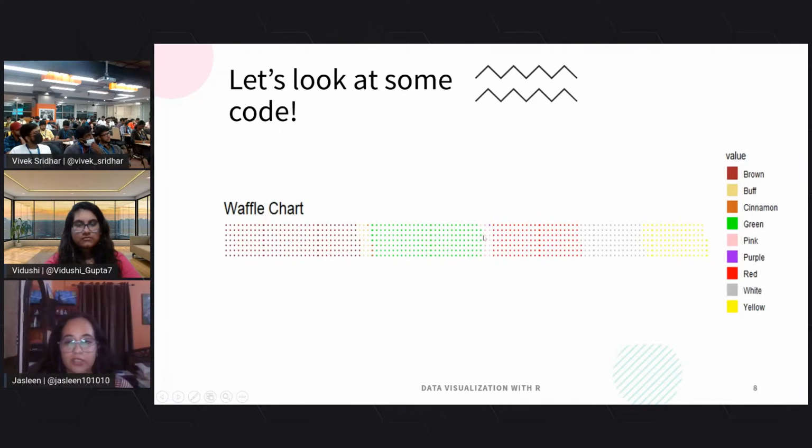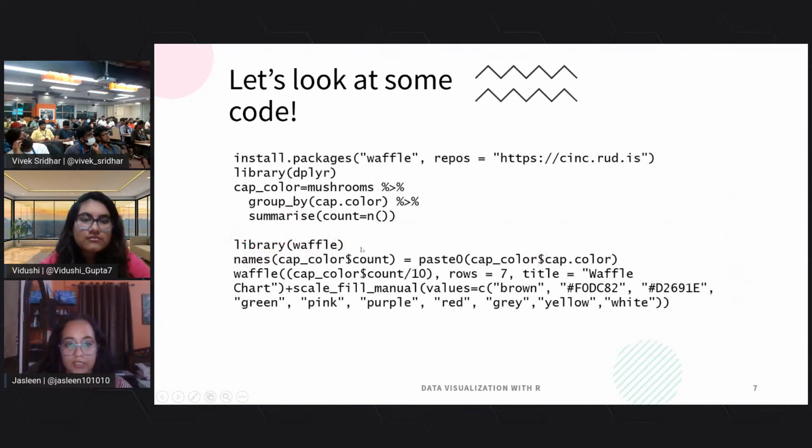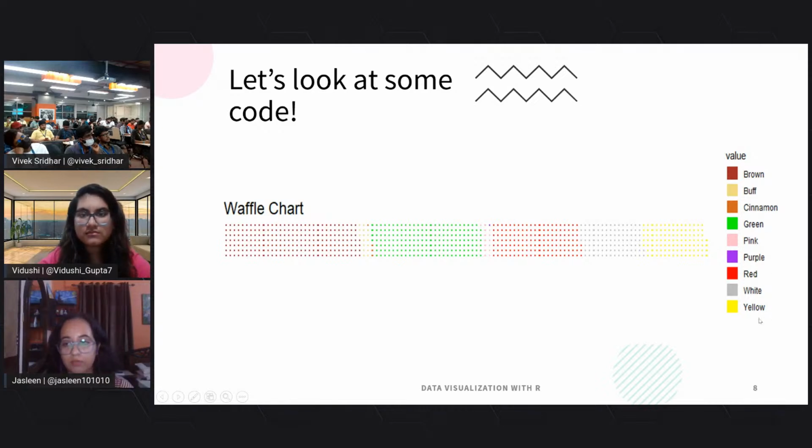So this is what the chart would look like. These are the types of colors that the mushrooms have, and I have tried to make the color the same as the color in our visualization, so we can clearly see at one glance the distribution of the types of colors of the fungi species that we have in our data set. They range from brown, buff, cinnamon, green, pink, purple, red, white, and yellow. So this is what a waffle chart does for you.